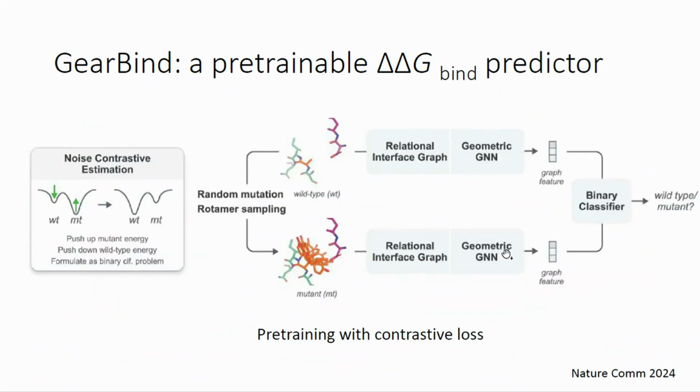And it has two stages. The pre-training stage is done with a contrastive loss by artificially generating random mutations or rotamers, some of which we know are very different from the wild type, and some of which should be very similar. And they use this contrastive loss to do pre-training over the large databases of protein-protein complexes, even though we don't have the precise, local mutational delta G data.